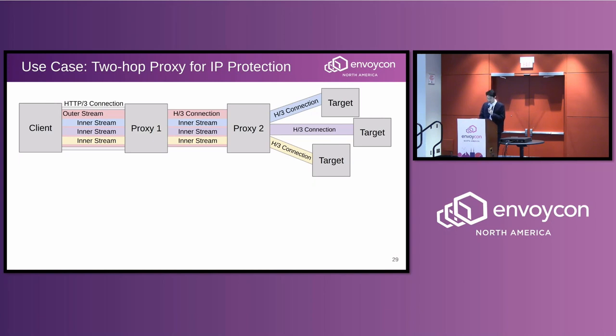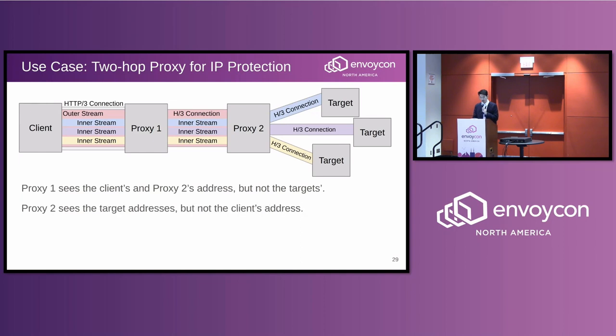Because the outer stream is encrypted with QUIC between the client and proxy 2, proxy 1 cannot see the CONNECT-UDP request sent to proxy 2. So it hides the target address from proxy 1's point of view. And proxy 2 sees the target address, but it sees all those streams coming from proxy 1's address, not the client's, because the UDP tunnel is established between proxy 1 and proxy 2. So it hides the client's address from proxy 2. So as a result, no proxy has complete information of which client is accessing which target servers.